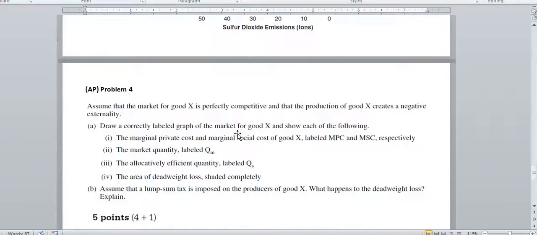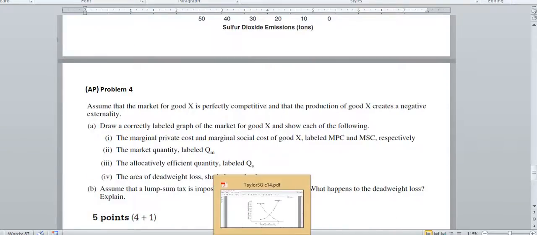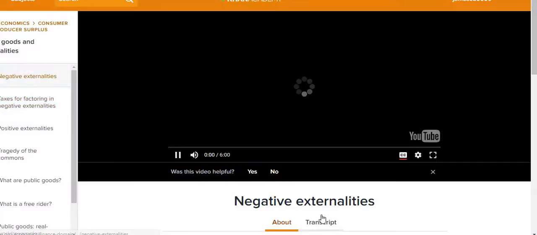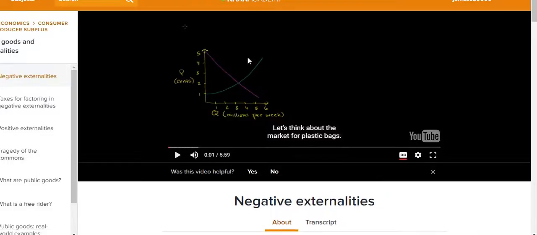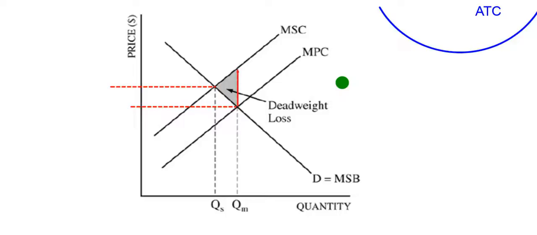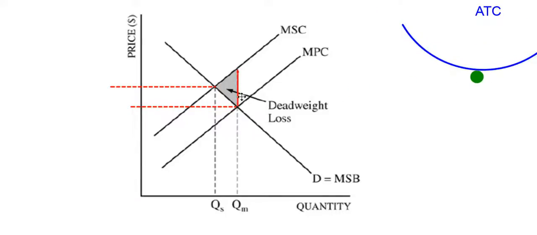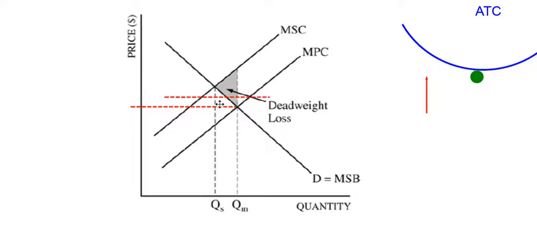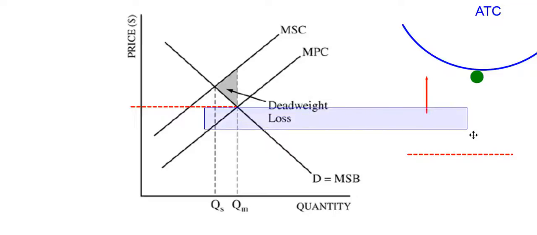So if you watch this first video from Khan on deadweight loss on a negative externality, that's really going to help you understand how to answer this first part of the question really, really well. But what I will say to you is that when you look at this, you're going to draw a graph, and all you really have to draw is this, right?